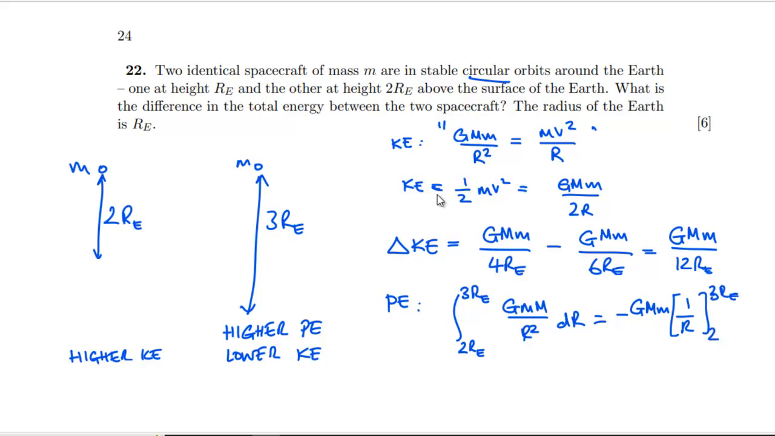So that gives minus GMm, a third minus a half. A third minus a half is minus a sixth, so we'll have minus a sixth there, with an RE as well. So let's scroll down and put all of these things together then.